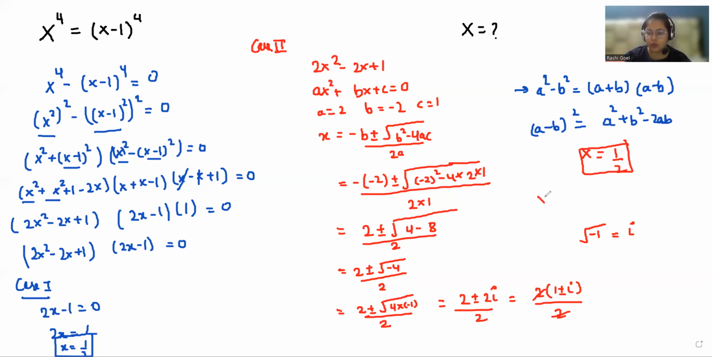So we have two values of x. First is 1 plus iota, and the second is 1 minus iota. So we have three values: 1 by 2, 1 plus iota, or 1 minus iota.